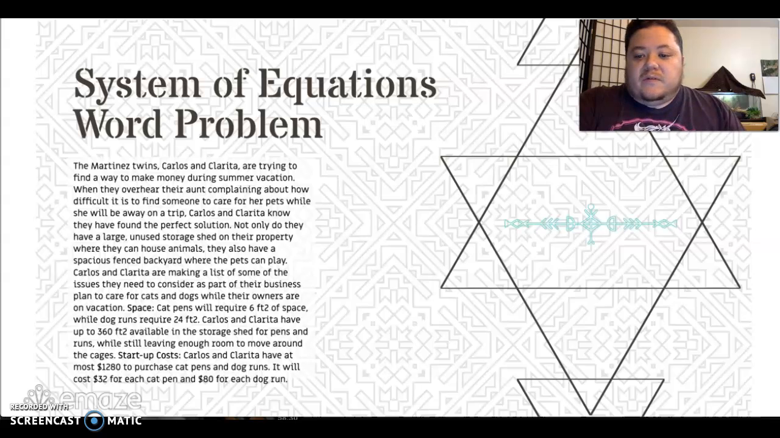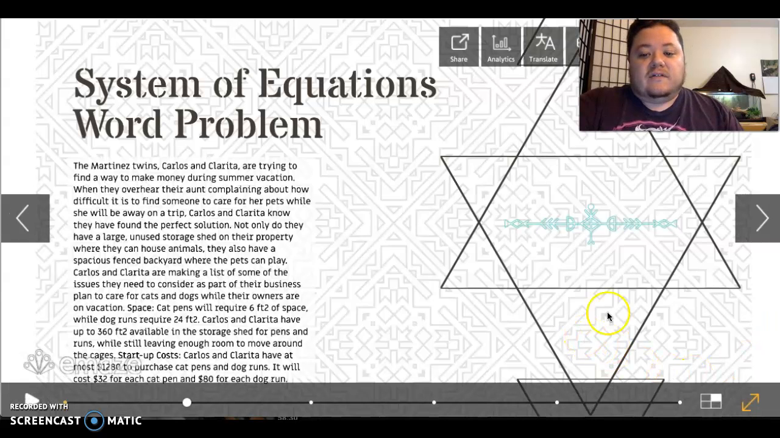So the two things we're looking for are space, how much space is available, and startup costs. Cat pens will require 6 square feet of space, while dog ones will require 24 square feet, and we have 360. For startup costs, we have $1,280, and cat pens are $32 each, and dog runs are $80 each. So using all of that, let's go ahead and write down our equations.